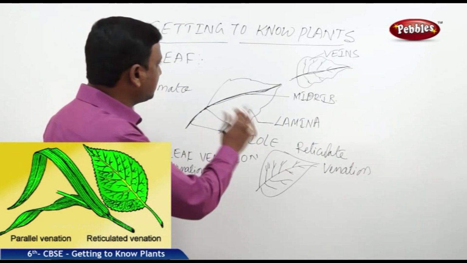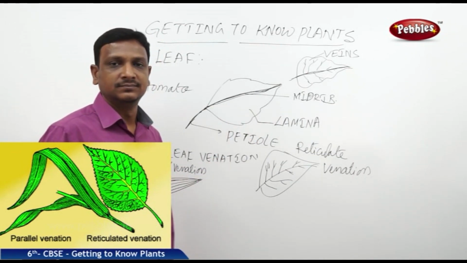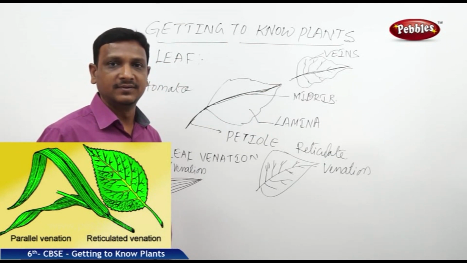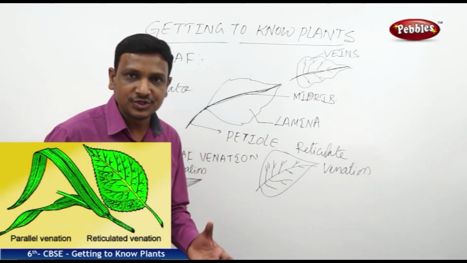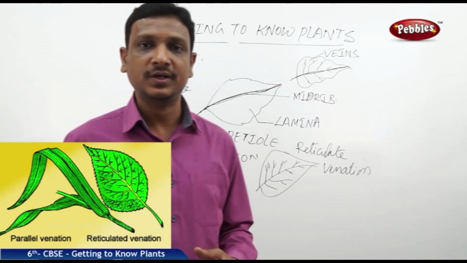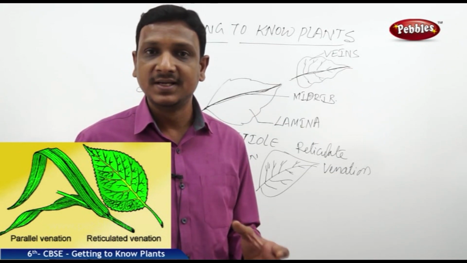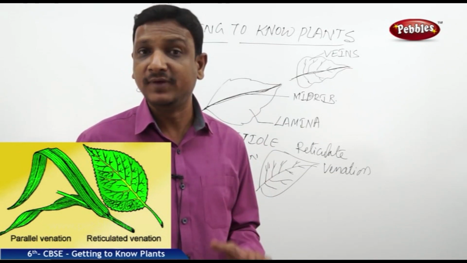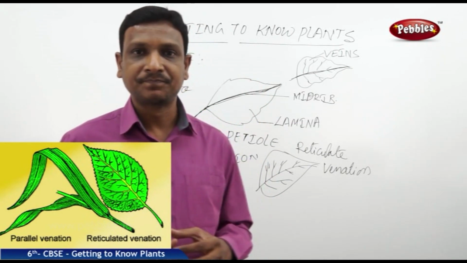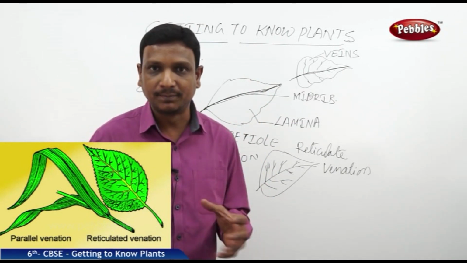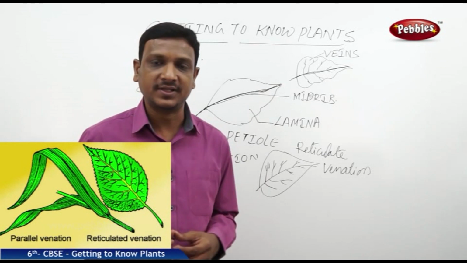So this is all about the physical appearance of the leaf. Now let us see the functioning of the leaf. Yes, the major function of the leaf is to prepare the food, right? For the plant, the food is prepared inside the leaf. Leaf is the food factory of the plant because the food is manufactured there.